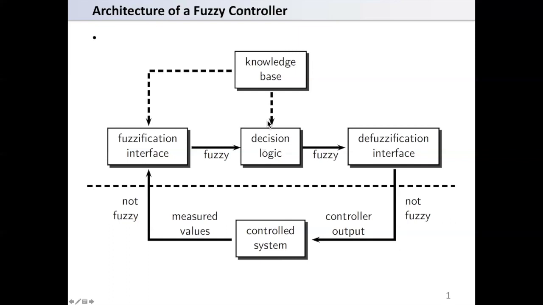The decision logic uses the information coming from the fuzzification interface and also from the knowledge base. It computes output from measured input according to the knowledge base. Here the information is fuzzy, and whatever is produced by the decision logic is also fuzzy. The defuzzification interface determines the crisp output value and eventually maps it back to the appropriate domain, and it is used for controlling the system.